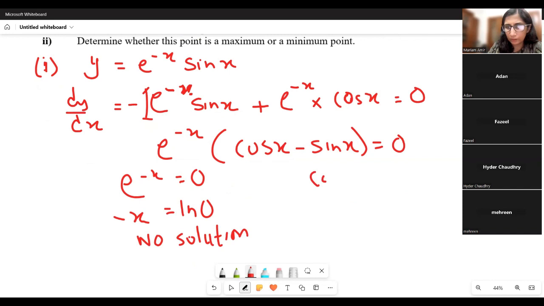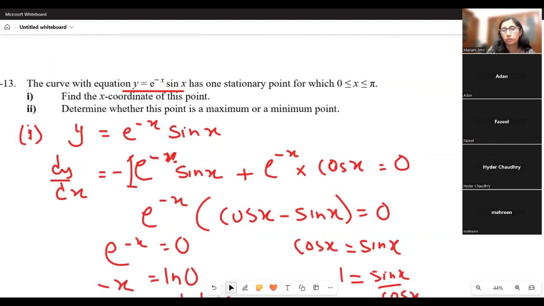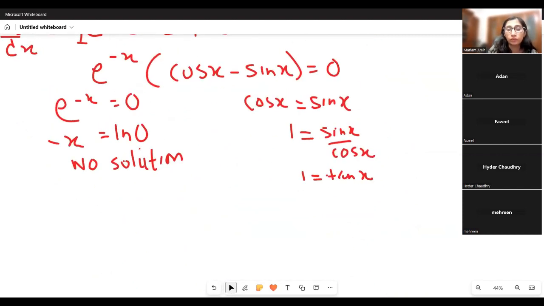For the next equation, we're getting cos x equals sine x, which means we divide both sides by cos x. So we get 1 equals sine x by cos x, which is tan x. So take tan inverse, and the domain is the first two quadrants, 0 to pi. So the answer is going to be 45 degrees, which is pi by 4. So x equals tan inverse 1, which is pi by 4.